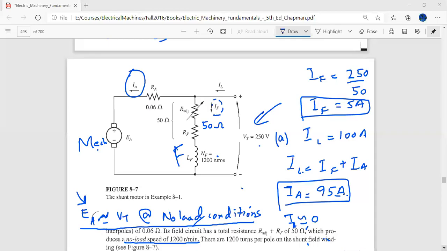Always remember this condition: the induced armature voltage EA will be approximately equal to the terminal voltage of the motor at no load conditions, because at no load conditions the motor will draw negligible current in the armature, and that negligible current is IA.